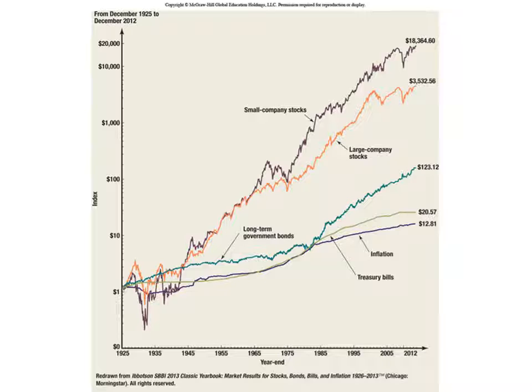And what we see here is that line showing Treasury bills is very smooth, and it gives us this nice smooth increase up to $20.57. In other words, if you had invested in Treasury bills $1 in 1926, then by 2013 you would have had $20.57. That sounds pretty good until we look at long-term government bonds.